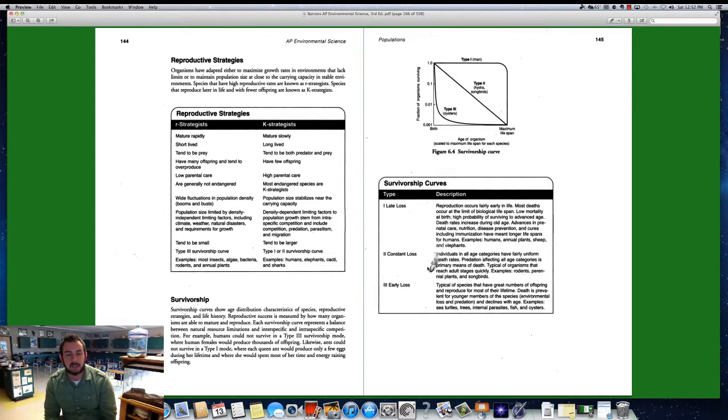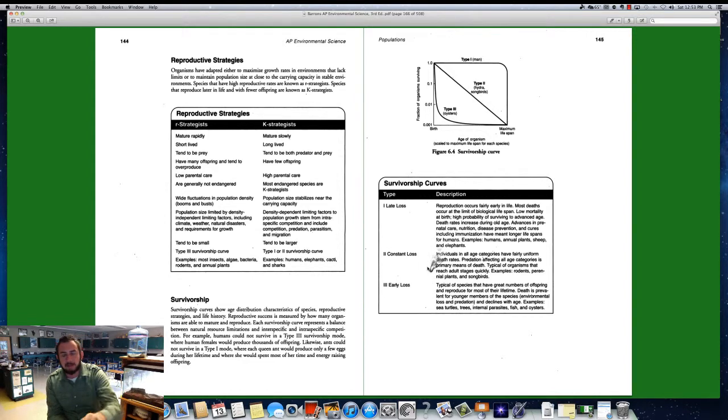Their population size is stabilized near the carrying capacity, so there is competition between these species. They're limited by density-dependent limiting factors like competition and interactions like predation, parasitism, things like that. They tend to be larger organisms, and they will have type 1 and type 2 survivorship curves. We'll cover that in just a little bit. Examples are us, humans, elephants, cactuses, or cacti, and sharks.